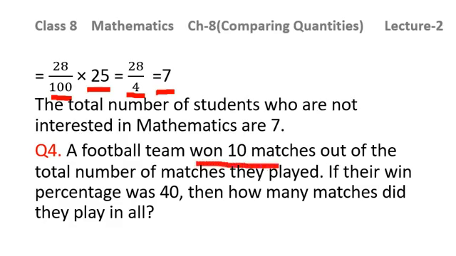Out of the total matches they played, they won 10 matches. If their win percentage was 40, how many matches did they play in all? In this case, the total number of matches they won is given to us, that is 10, and their win percentage is also given to us, that is 40. So we need to find out the number of matches they played in all.